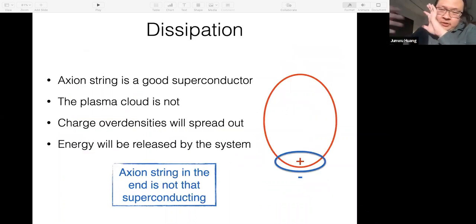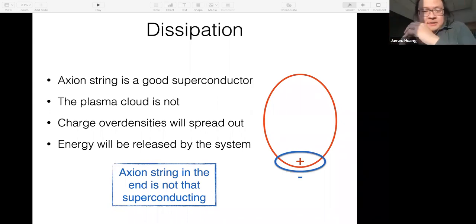So what I tell you from the very zoomed-out picture is the following. The string core is a very good superconductor, but the plasma cloud is not. So the whole thing is not a very good superconductor. The charge overdensities will spread out, and during this process, energy will be released by the system.